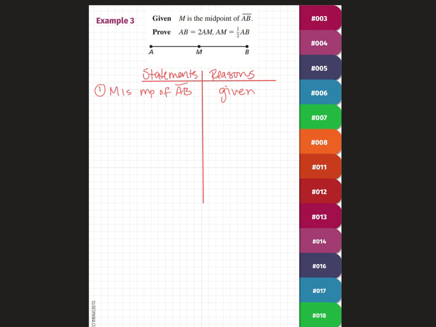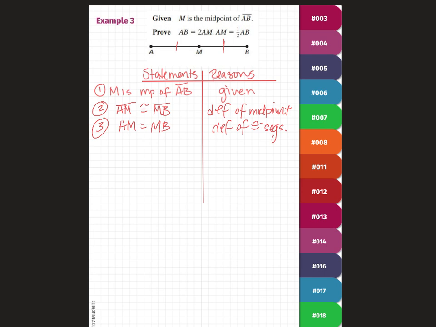So if M is the midpoint of AB, then the second thing we can say is that segment AM is congruent to segment MB, and that is the definition of midpoint. I'm also going to mark that on my image. Okay, now if those two segments are congruent, then we know that their lengths are equal. So AM is equal to MB. And that is our definition of congruent segments.